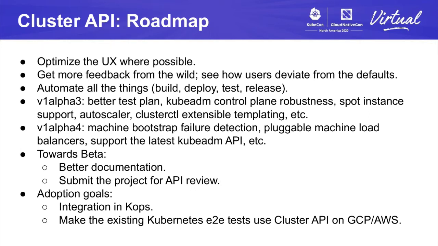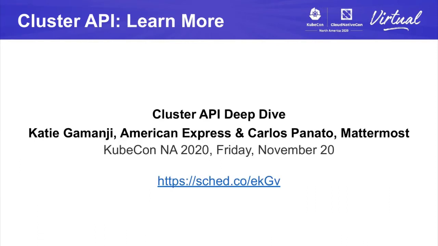Also, getting it integrated into some of those higher-level tools. So, for example, kOps is planning to support Cluster API initially for the nodes, and getting the existing Kubernetes E2E tests using Cluster API on GCP and on AWS. To learn more about the Cluster API, you can join a deep dive session we have about it here at KubeCon NA 2020. It's going to be presented by Katy Gibanji and Carlos Panato on Friday, November the 20th.